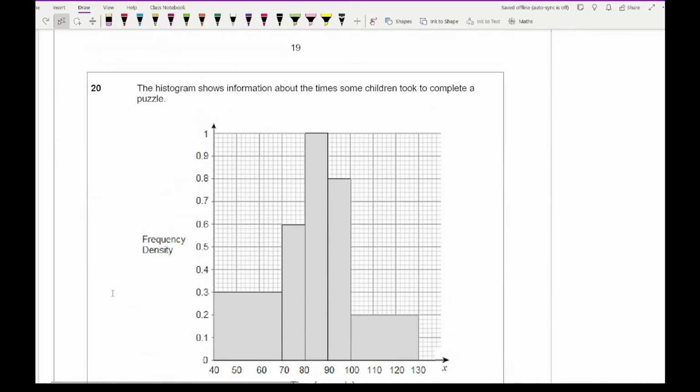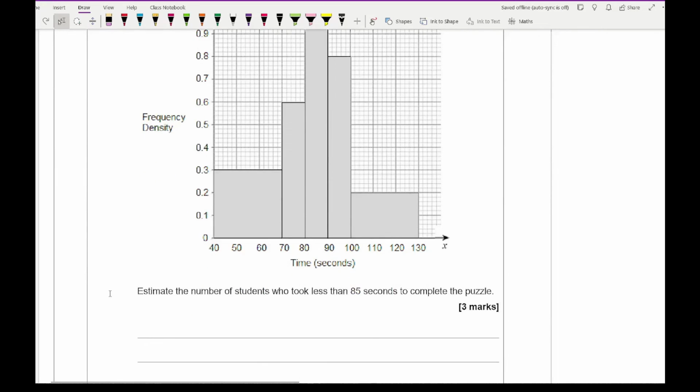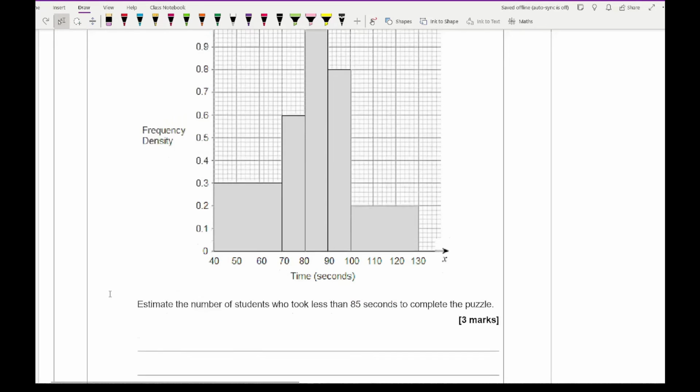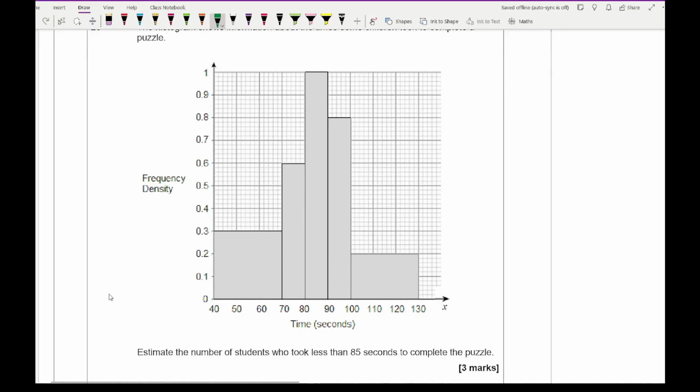Then moving on to question 20, it says the histogram shows information about the time some children took to complete a puzzle, and it says estimate the number of students who took less than 85 seconds to complete the puzzle. So what we want to do is work out the area of the histogram that is on the left hand side of 85. Now that line is not straight at all, so let me just try that again. What you want to do is draw a straight line, let's use a more highlighted colour, at 85. The fact that we haven't got accurate squares doesn't really make a difference.